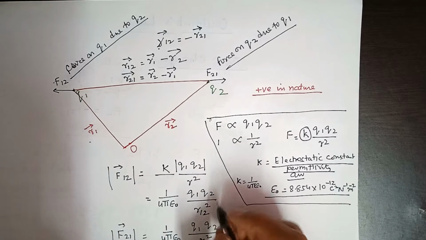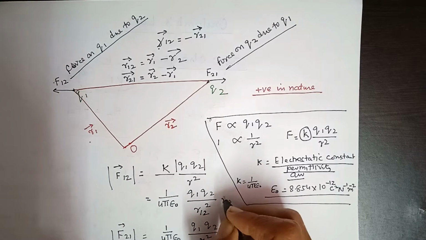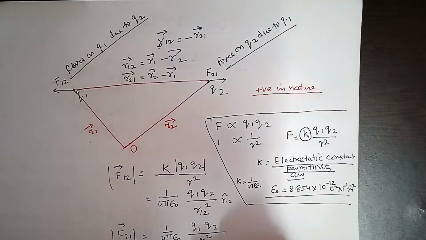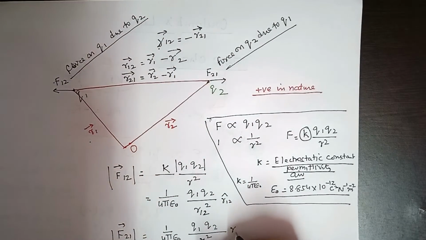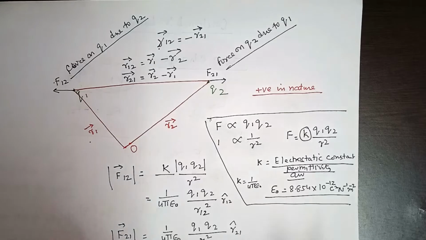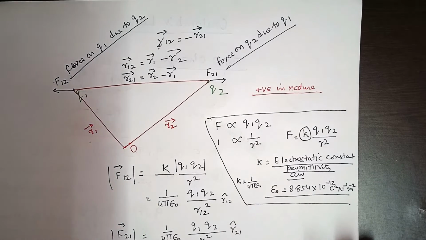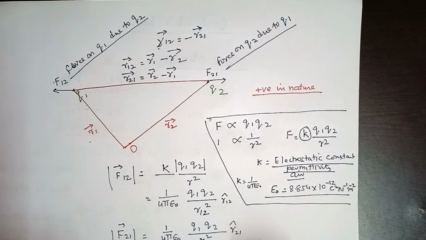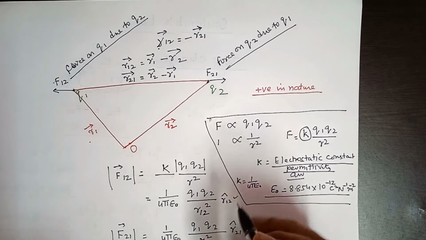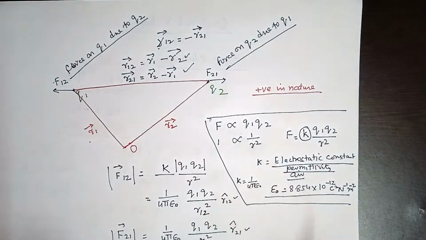But here, if we take direction also, then unit vector R12 and here unit vector R21, then this will be a vector quantity. This will also show the direction. If we multiply it with the unit vector of the distance, then force will be a vector quantity.